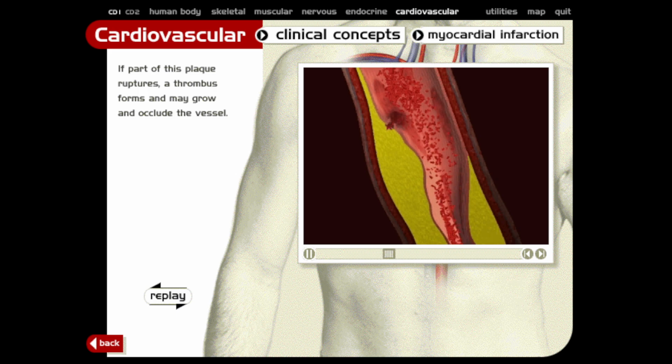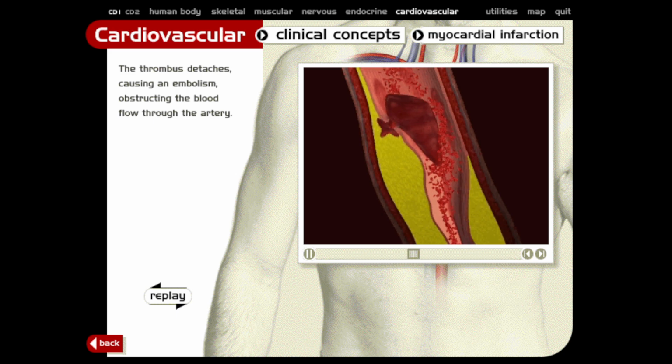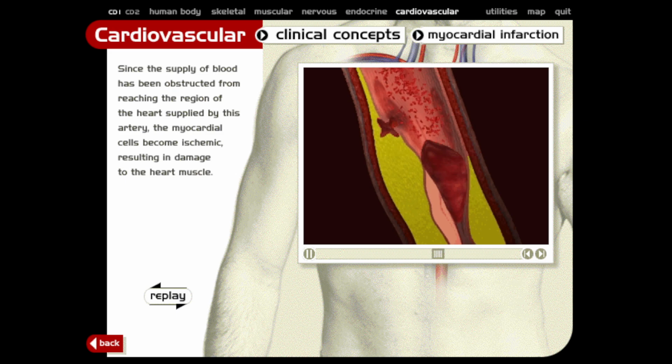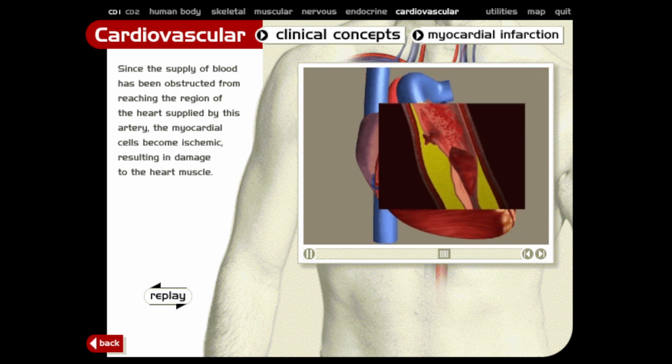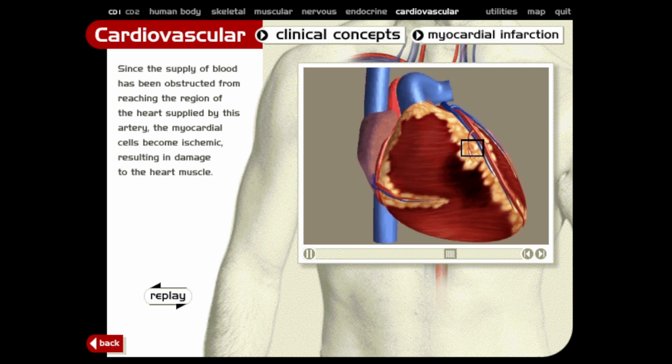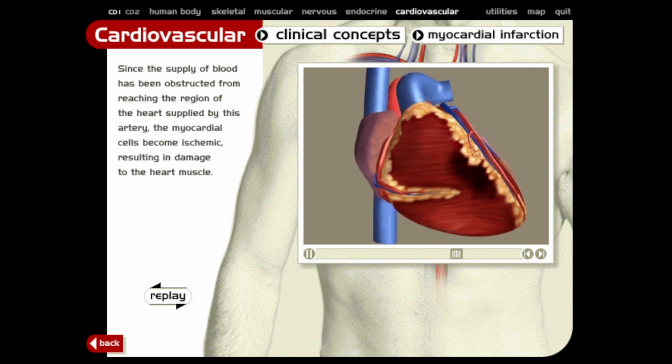If part of this plaque ruptures, a thrombus forms and may grow and occlude the vessel. The thrombus detaches, causing an embolism, obstructing the blood flow through the artery. Since the supply of blood has been obstructed from reaching the region of the heart supplied by this artery, the myocardial cells become ischemic, resulting in damage to the heart muscle.